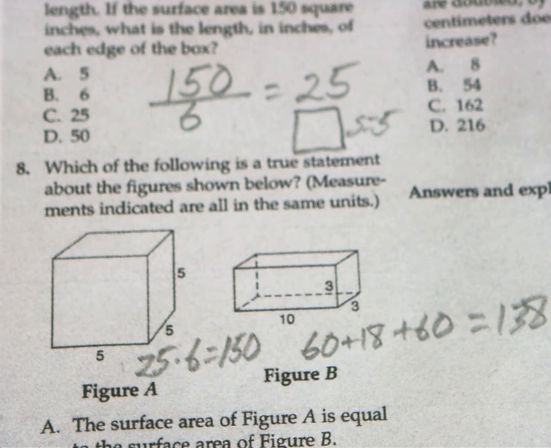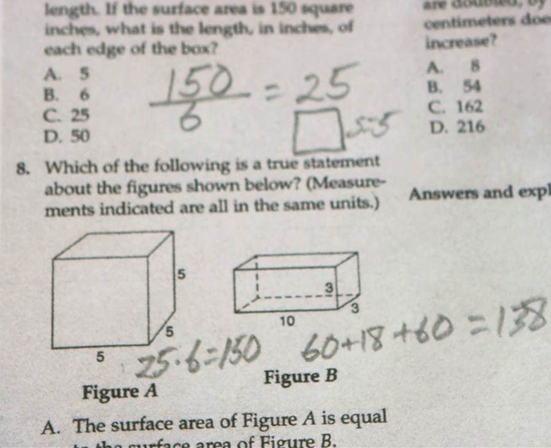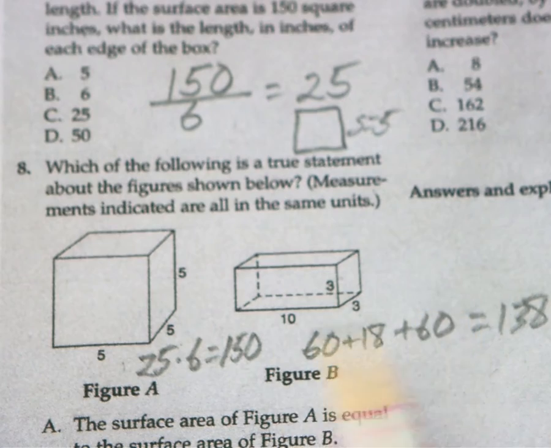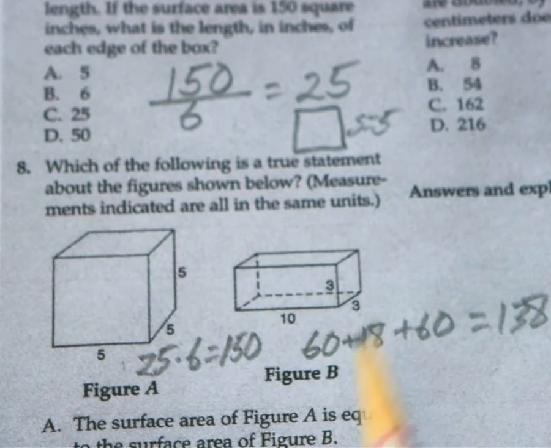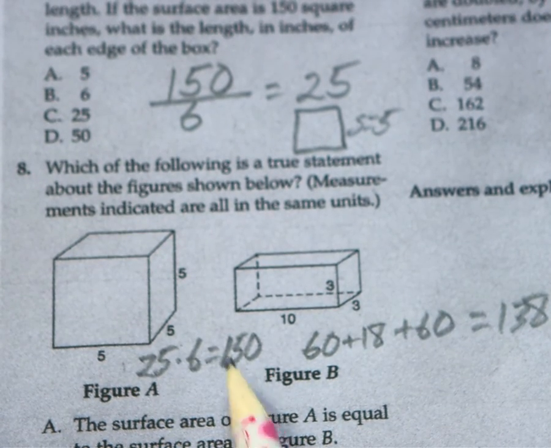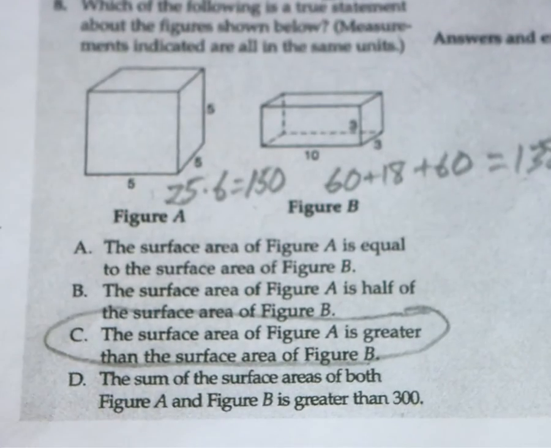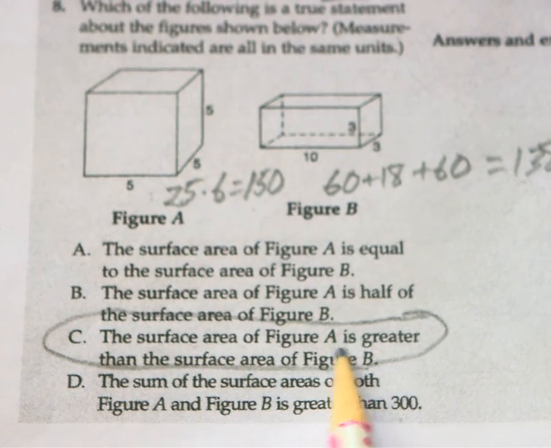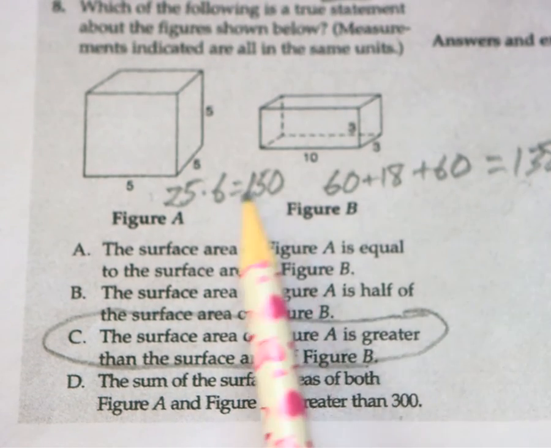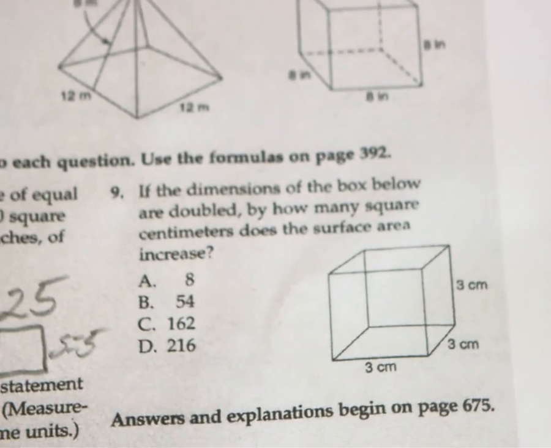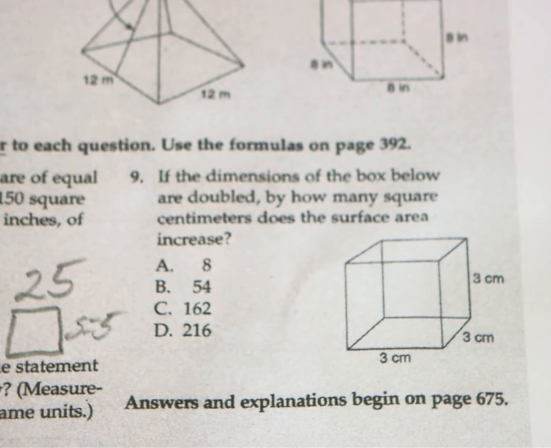The sum of the surface areas of both figure A and figure B is greater than 300. No, because this is 150. 150 and 150 would be 300, but this is 138, so it's less than 300. So C was the right one. The surface area of figure A is greater than the surface area of figure B. 150 is greater than 138. Okay, last one. Try that one by yourself. Put it on pause.